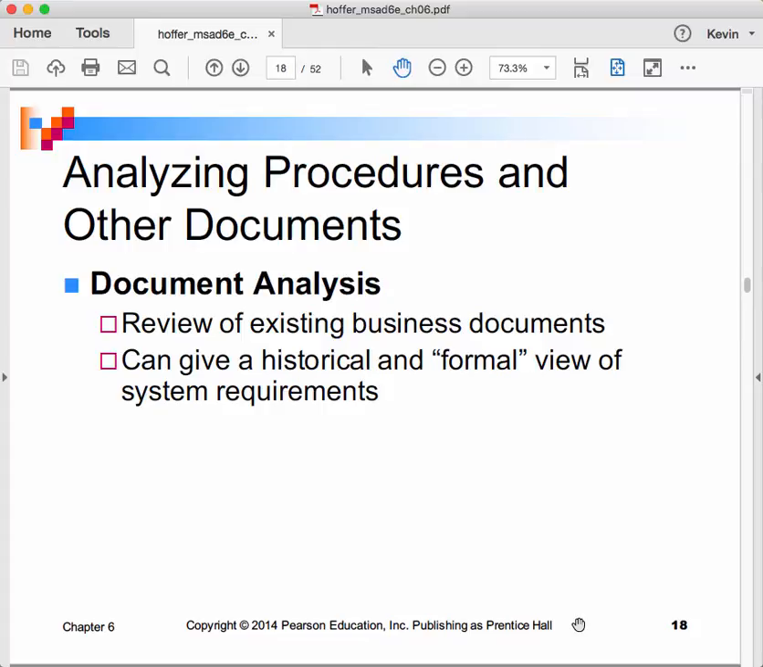Another thing that people do is that they look at the documents that are in the business. So they may review existing business documents. It can give you a historical and formal view of the system's requirements. And here, if we're talking about documents, we're talking about things like documentation, policy manuals, procedure manuals, those kinds of things, online documentation, online help. Okay, so we can look at what is formally said about the process that's in the business.